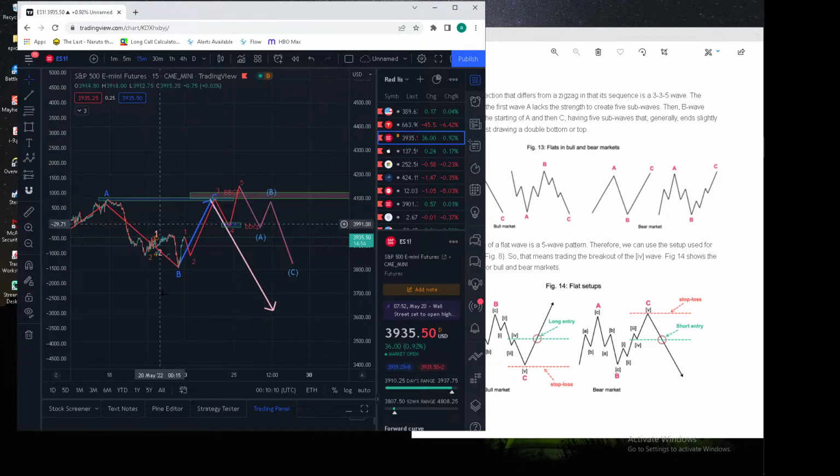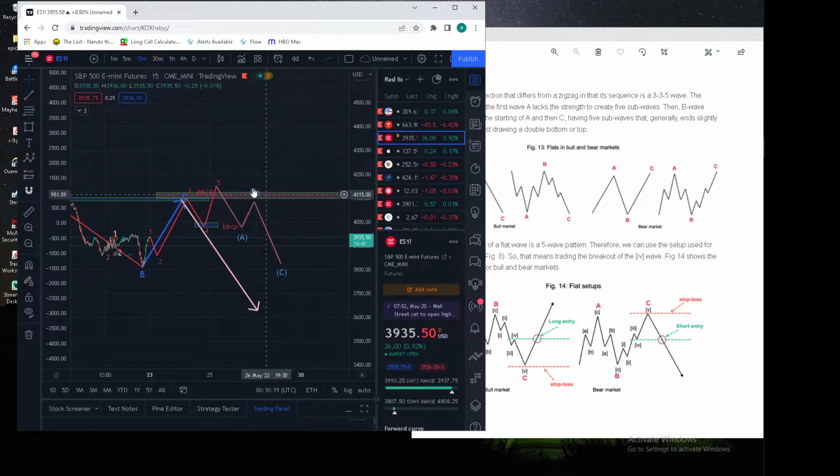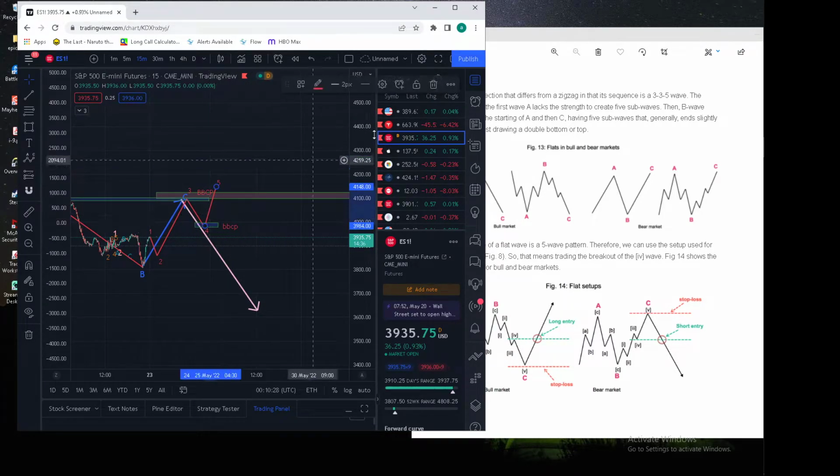So you have the 1 through 5 impulse wave, and then you have your ABC. If you like patterns, that looks like a head and shoulder pattern, right? That's what you look for as confirmation of your pattern. Depending on where you're at in the wave count, if you start to see what looks like a head and shoulder pattern, you can map out where you're at in the wave count.